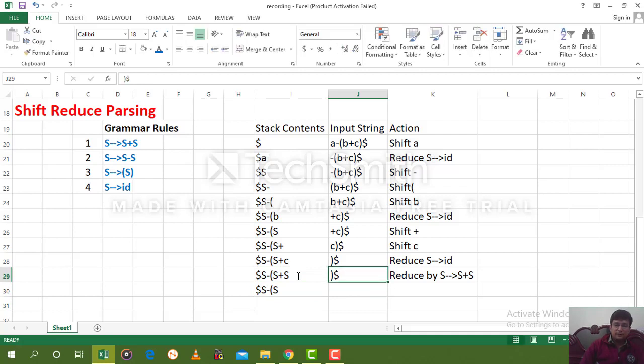The closing parenthesis and a dollar are appearing as the input symbols. It's there here also. Now we have a closing parenthesis, so that can be shifted on the stack.